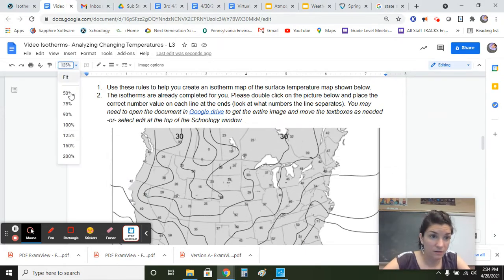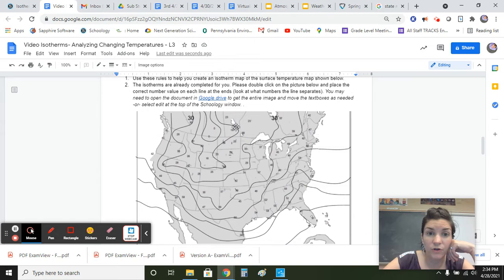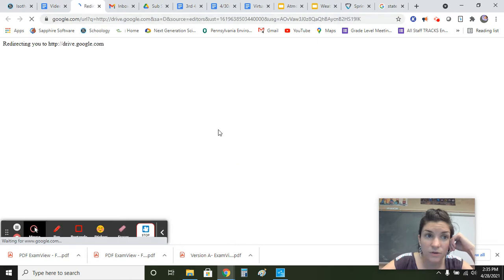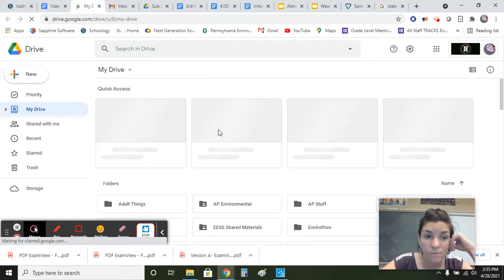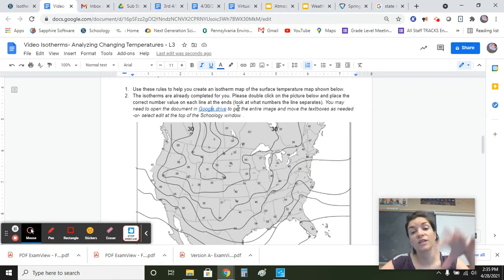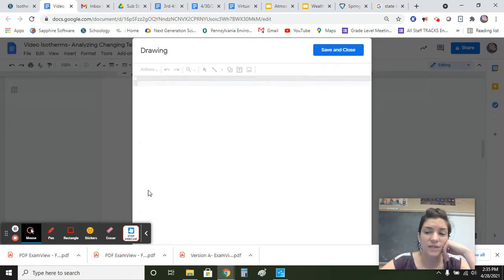Now, let me zoom out a little bit. Use the rules to help you create an isotherm map of the surface temperatures shown below. The isotherms are already completed for you, so these are already drawn on. Believe me, in the past, we had kids actually have to draw these on, so you're welcome. All right. You may need to open the document in the Google Drive. Let's take a look. What do they mean by that? I don't know what that means. Oh, I think if you're struggling to be able to do this, you might have to pop it out of Schoology. Okay, that's what that's saying.